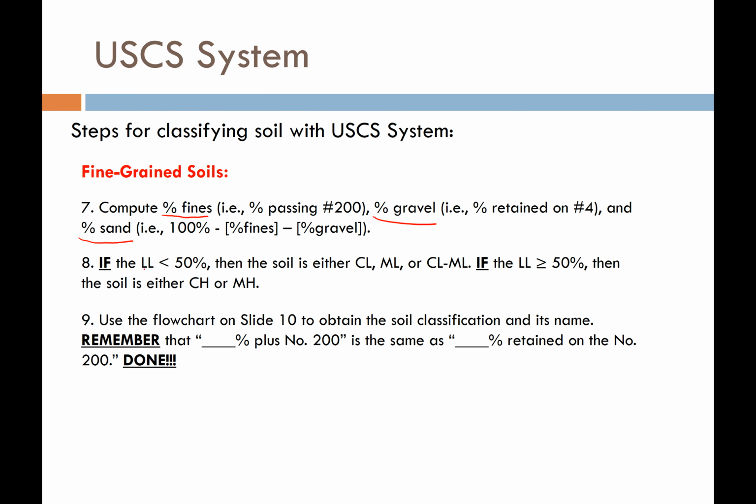If your liquid limit is less than 50%, then the soil is either a lean clay or a silt or a silty clay. However, if the liquid limit is greater than or equal to 50%, then your soil is either a fat clay or an elastic silt. Then just use the flow chart on slide 10, start on the left and go all the way to the right to get the soil classification and its name.